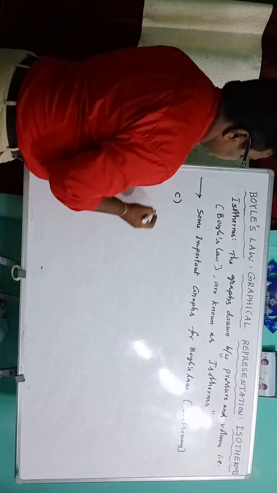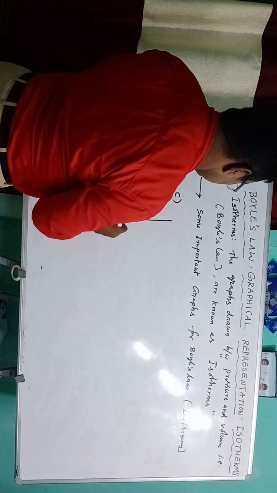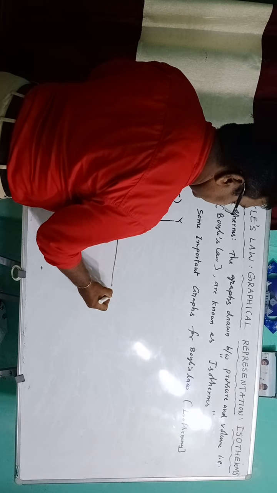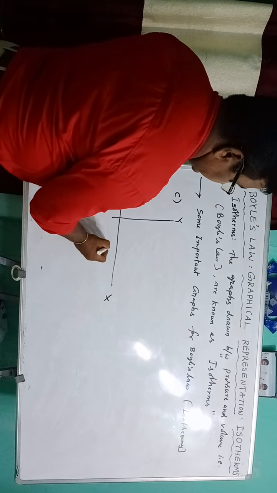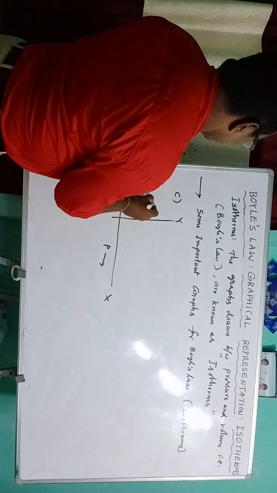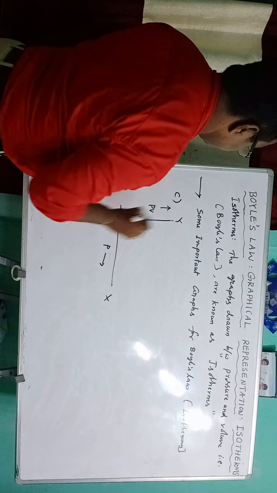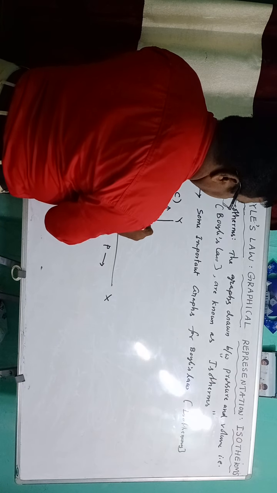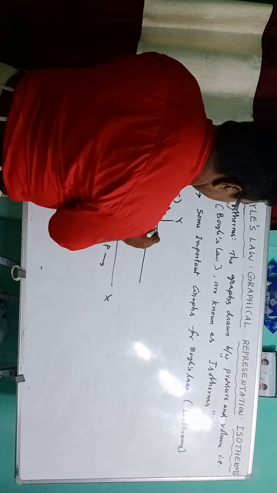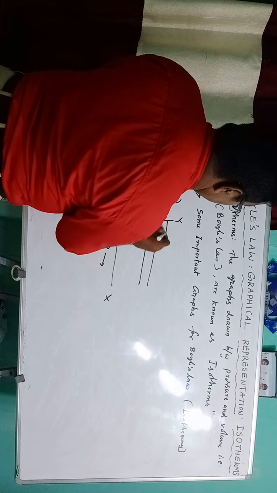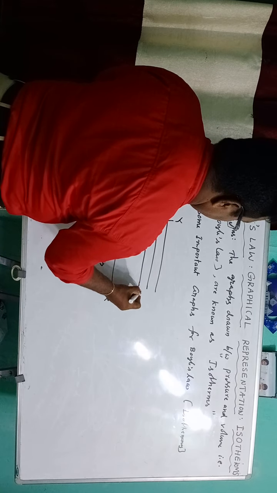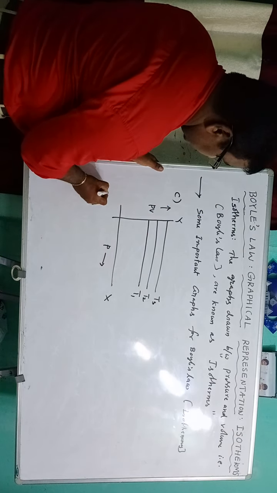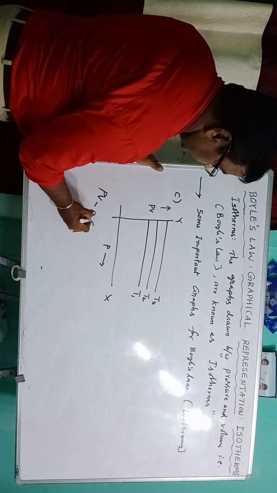Next, C. This is Y, X. On the x-axis pressure, on the y-axis we take PV. Then the isotherms are drawn. This graph is known as the PV versus P graph.